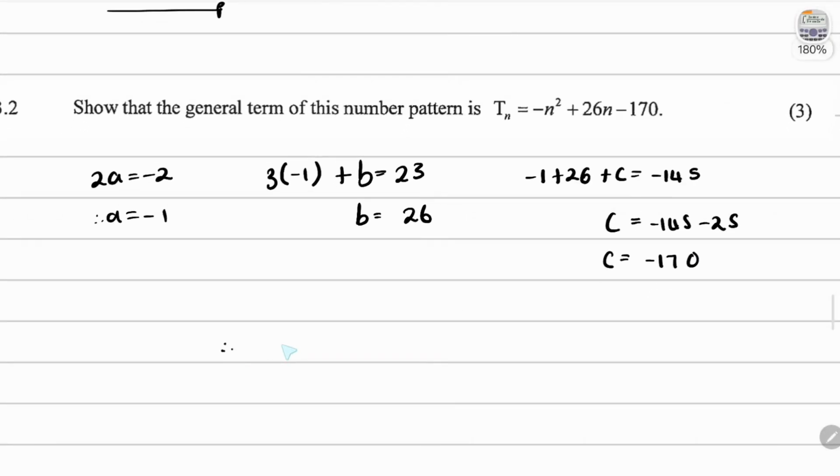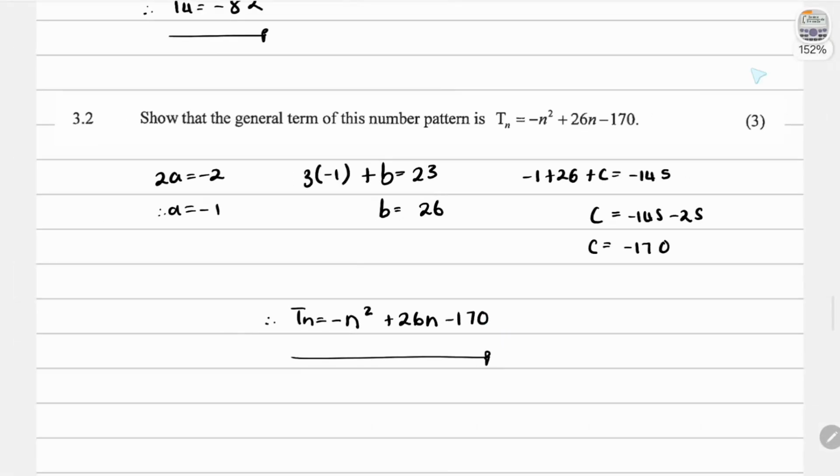And there we go. The quadratic pattern is in the form of an squared plus bn plus c. So this is indeed negative n squared. Okay, the a is negative, and then plus 26n and minus 170. And that is our answer.